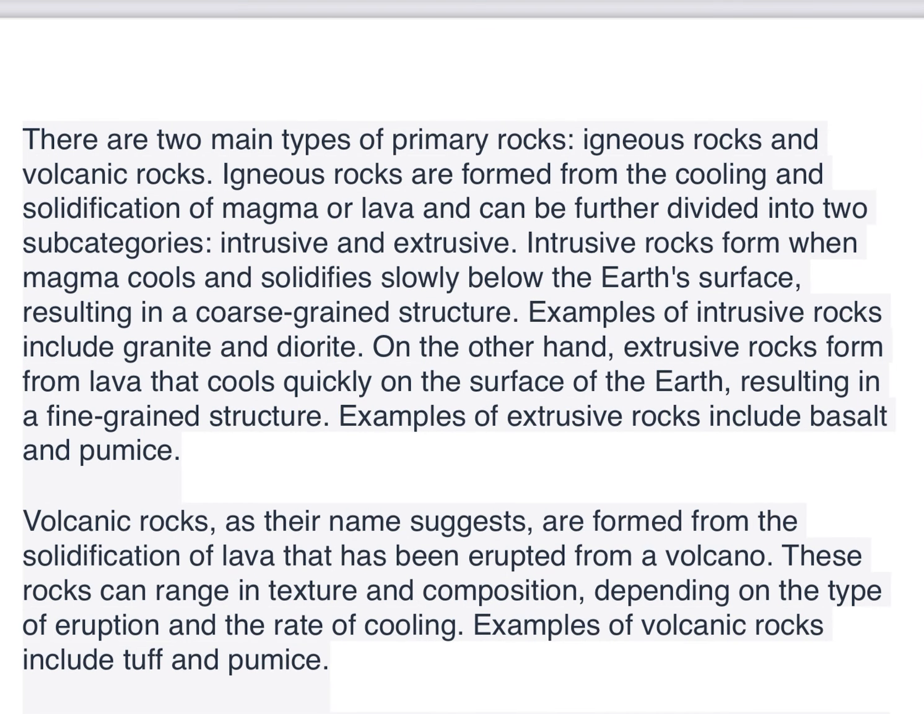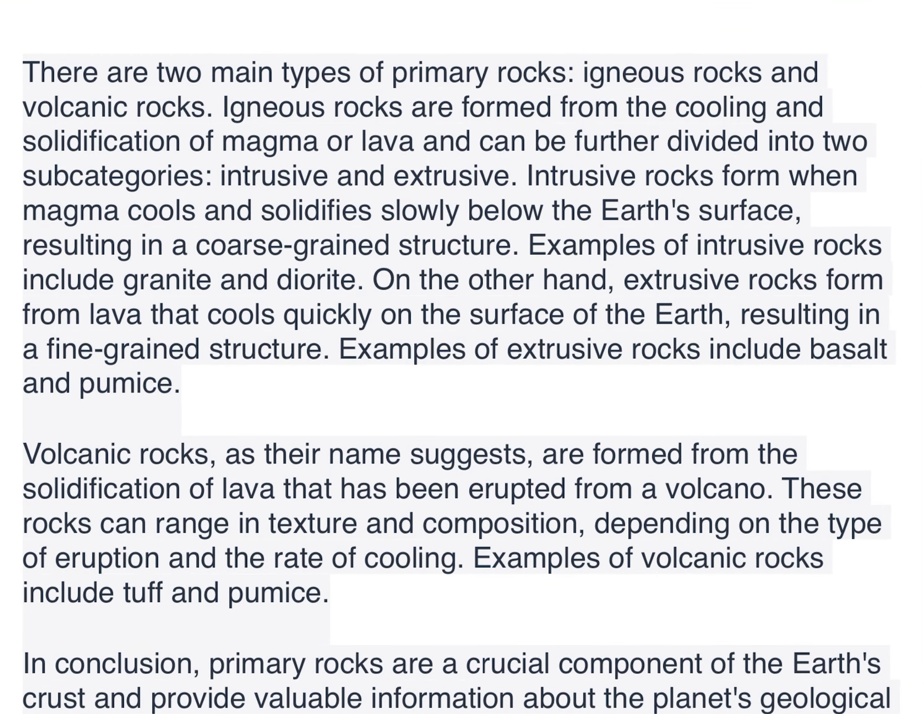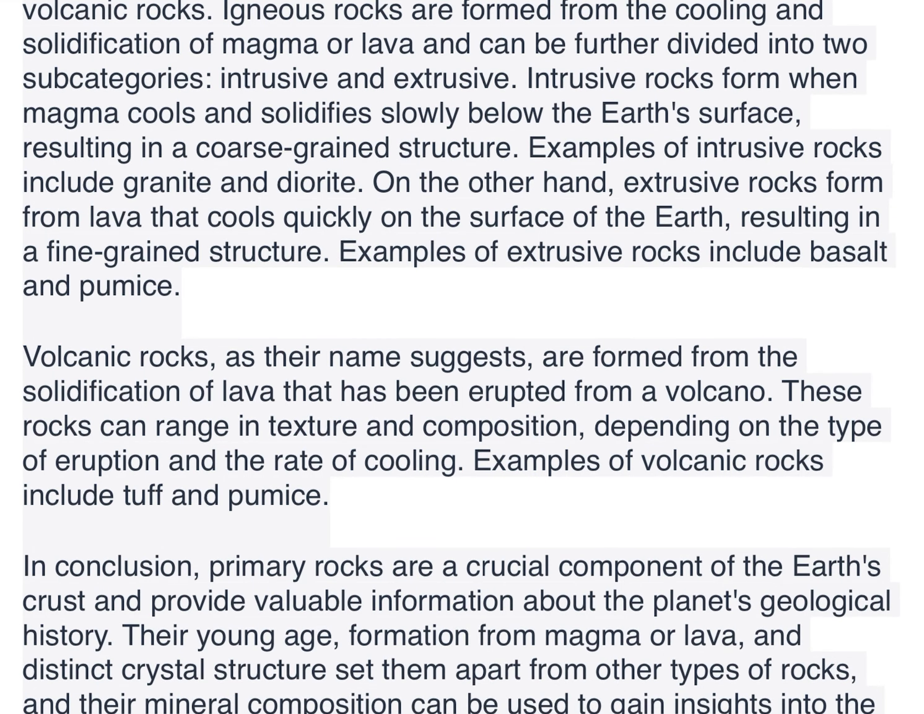Igneous rocks are formed from the cooling and solidification of magma or lava and can be further divided into two subcategories: intrusive and extrusive. Intrusive rocks form when magma cools and solidifies slowly below the Earth's surface, resulting in a coarse-grained structure. Examples of intrusive rocks include granite and diorite. On the other hand, extrusive rocks form from lava that cools quickly on the surface of the Earth, resulting in a fine-grained structure. Examples of extrusive rocks include basalt and pumice.